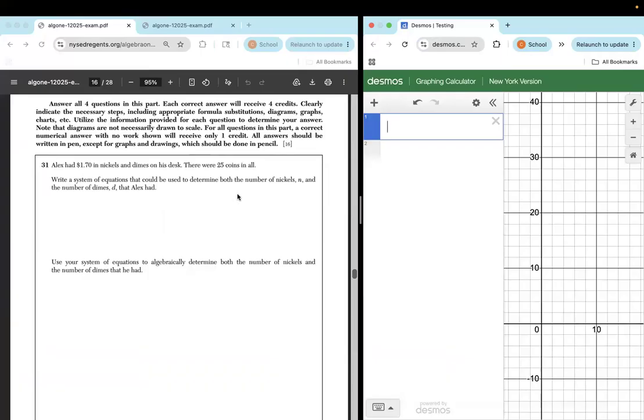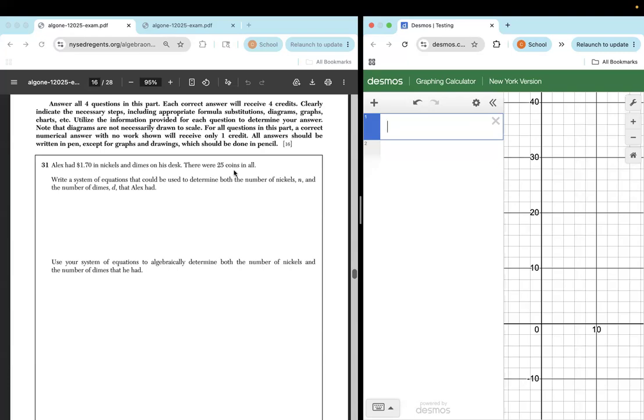Write a system of equations that could be used to determine both the number of nickels, n, and the number of dimes, d, that Alex had. Use your system of equations to algebraically determine both the number of nickels and the number of dimes that he had. This is a very common type of Regents question.